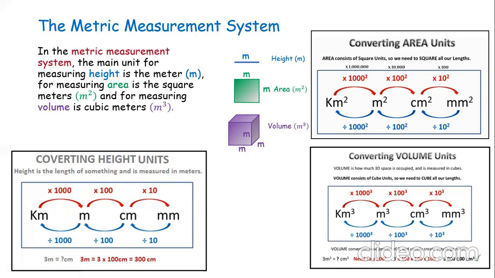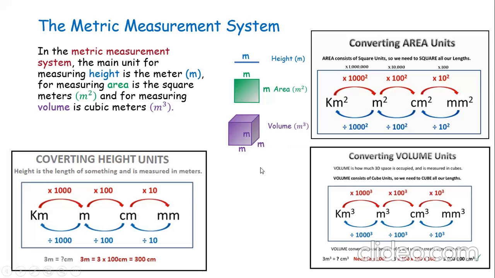Now, let's talk about converting area units. So let's consider this chart here. In this chart, we notice that, for example, if we want to move from squared kilometers into squared meters, we don't multiply by 1,000, such as the case when converting height units, but we multiply by 1,000 to the power of 2, or in other words, by millions.